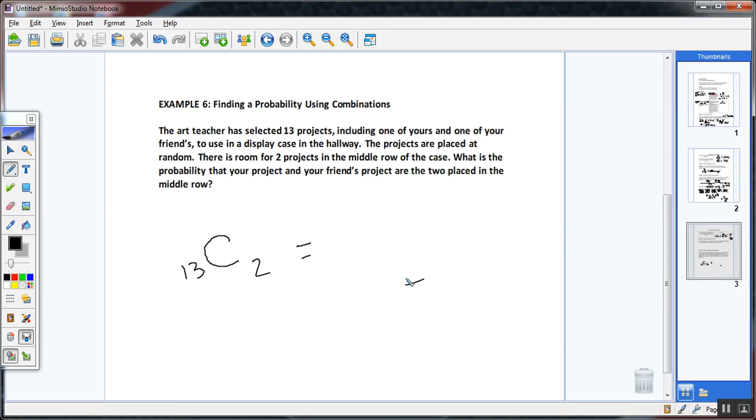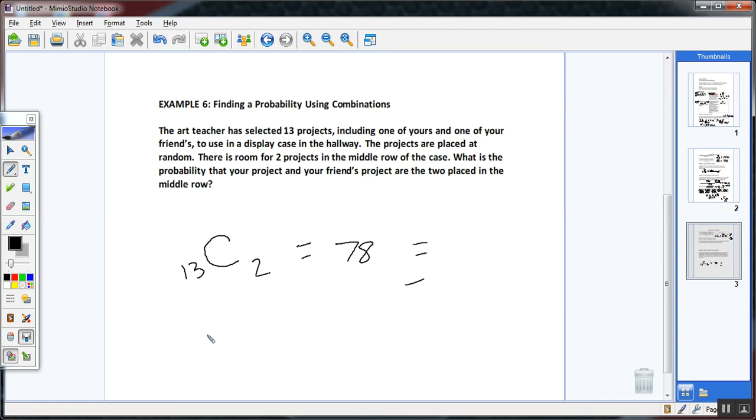78. Yes, this is 78. So how many combinations of 2 can they pick? 78. Well, how many combinations of Brianna's and Tristan's projects work? There's 78 possible ways. I could take Tyson's and Josh's, or I could take Jacob's and Josh's. That's just one. How many different ways can I take theirs? There's only one way that those are the 2 chosen. It doesn't matter which order they're chosen, but there's only one way that it gets there.